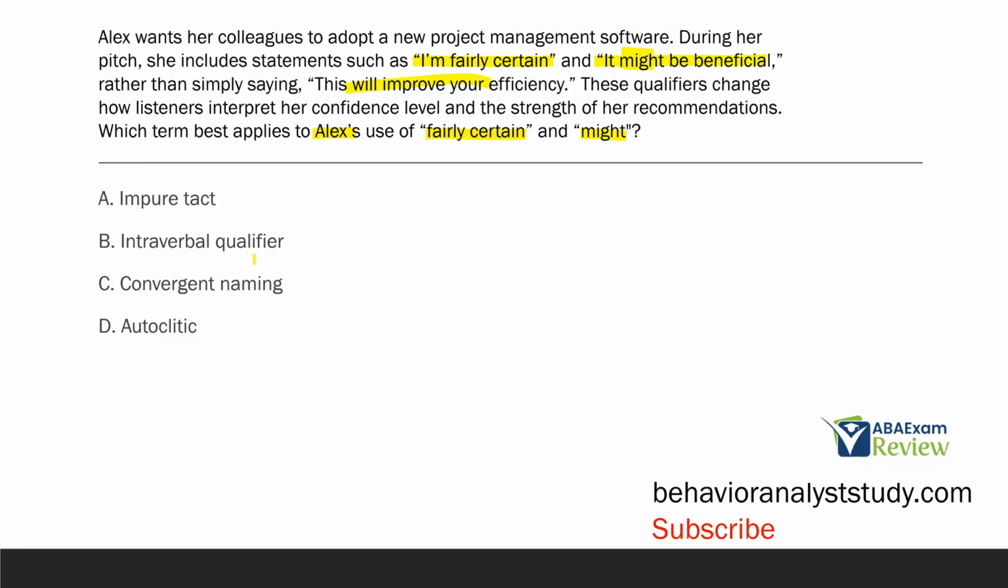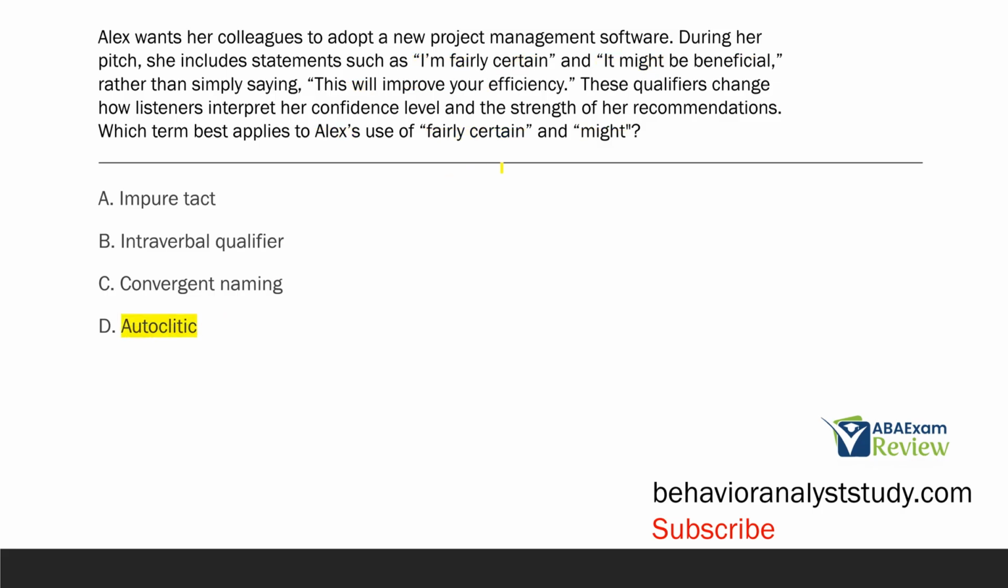If you're not fluent, you might start talking yourself into things that don't even relate to what we're doing here. Convergent naming has nothing to do with that. This is a speech therapy idea. So fluency not only helps you understand the knowledge better, but it helps you avoid making mistakes like talking yourself into something like convergent naming. So that leaves us with D, and autoclitic is what we're looking for.